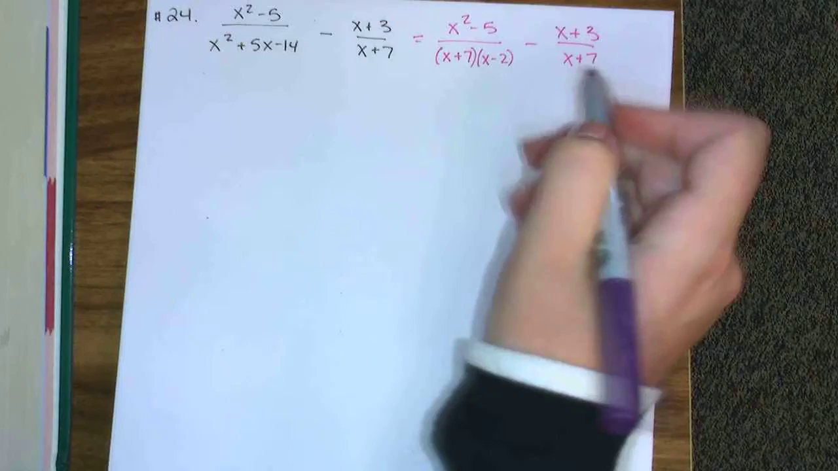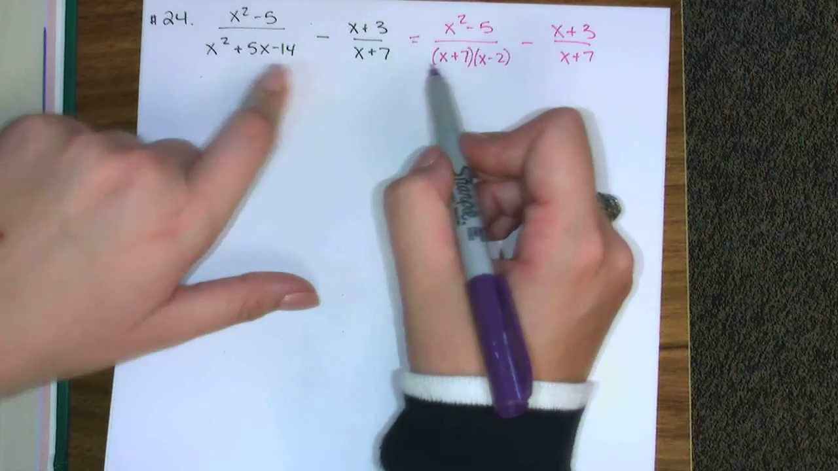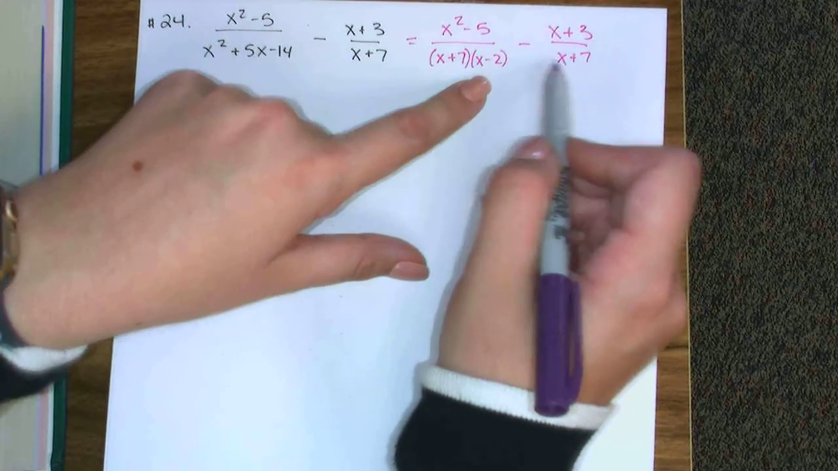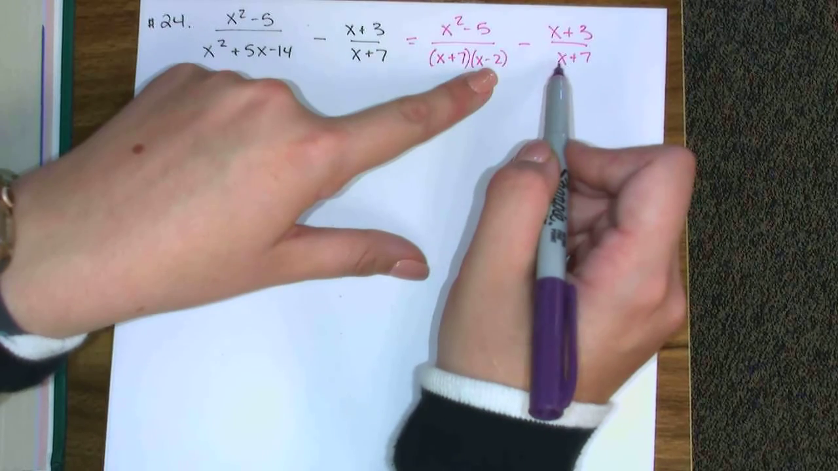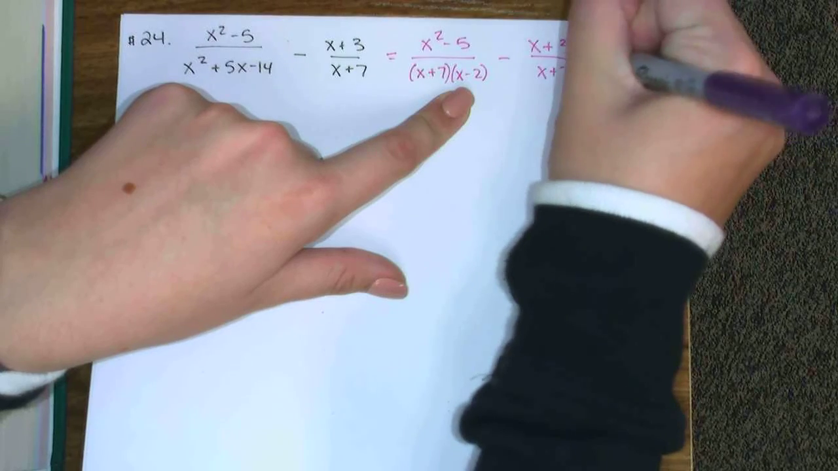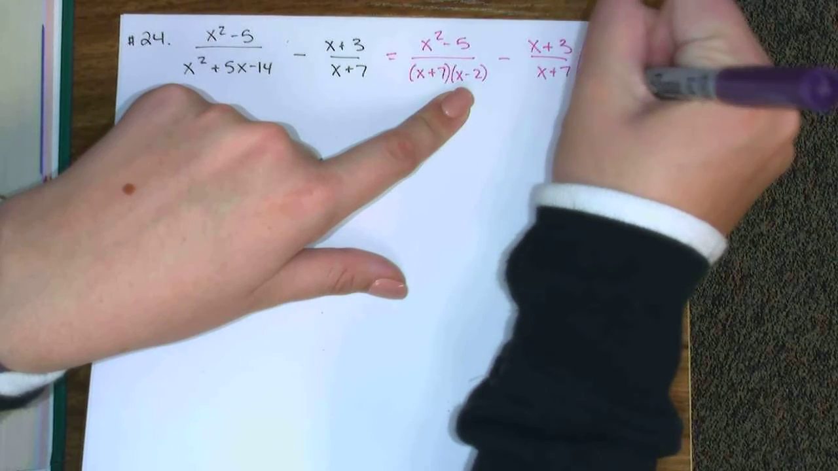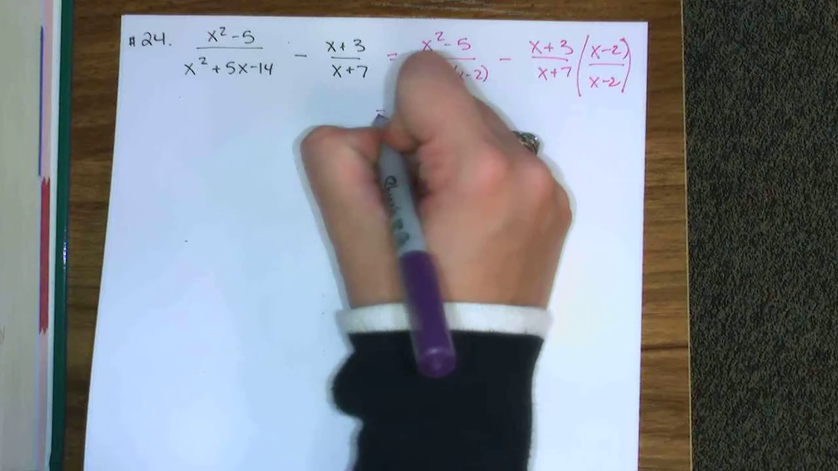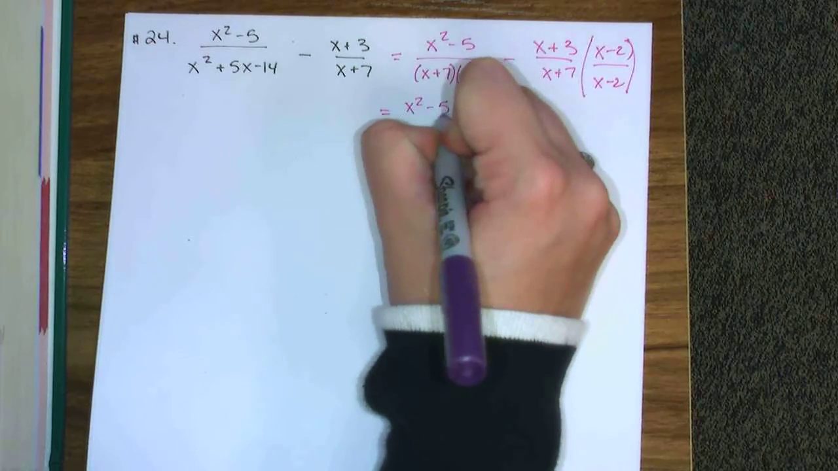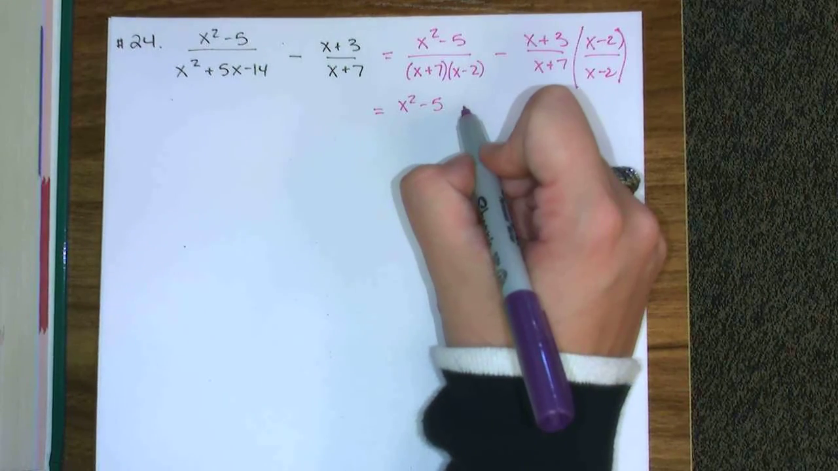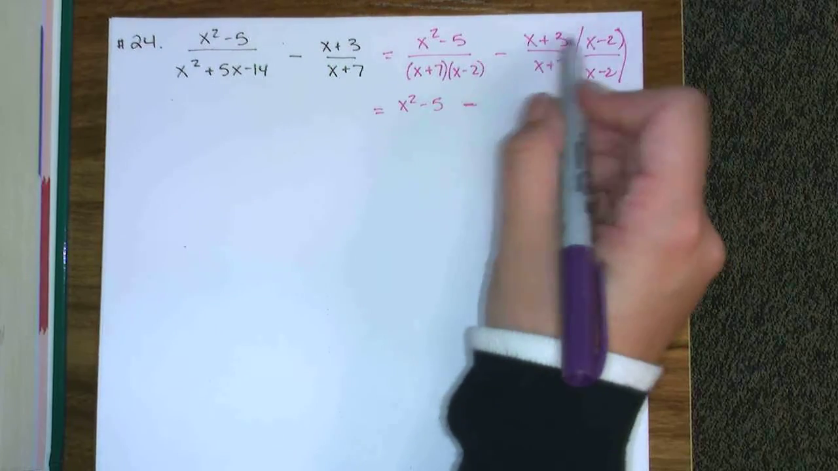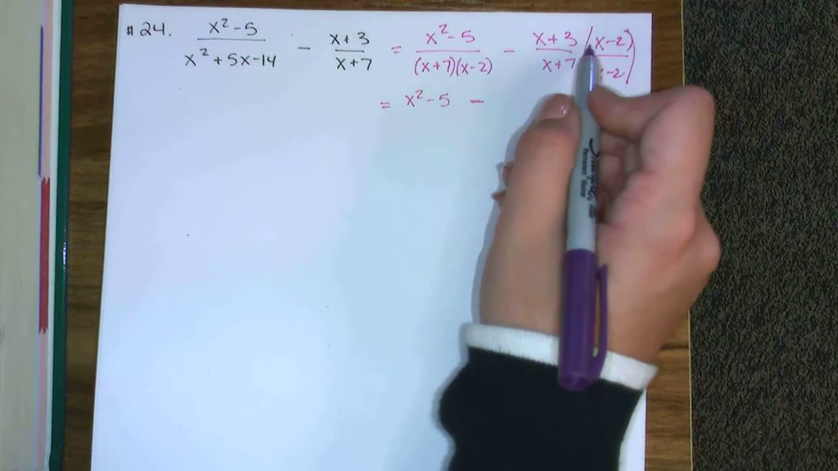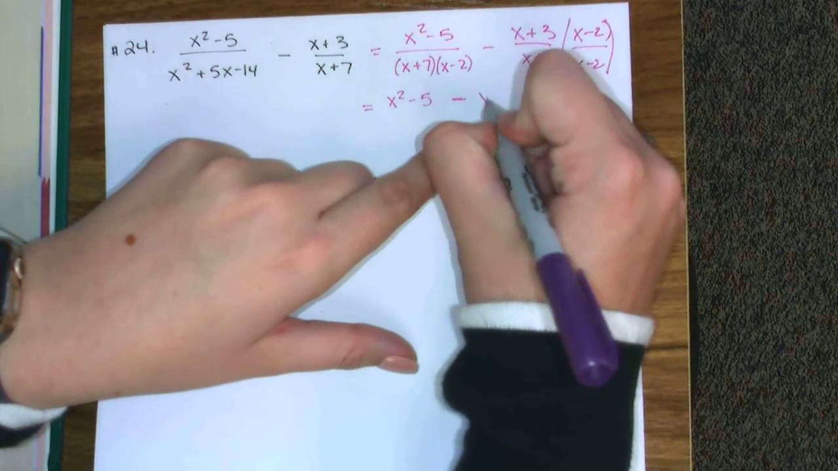And then we're set up the same way as we were with the last one. So with this one, I already have the x plus 7 here. The only thing I'm missing in this one is this x minus 2. So I'm going to multiply by x minus 2 over x minus 2. So then I end up with x squared minus 5. Now I'm going to leave this subtracted here because I need to factor this stuff on top.